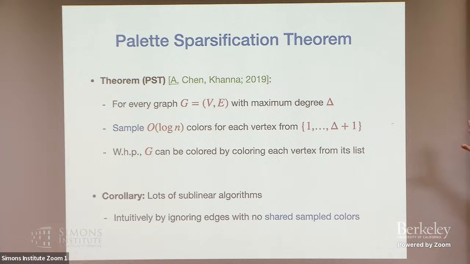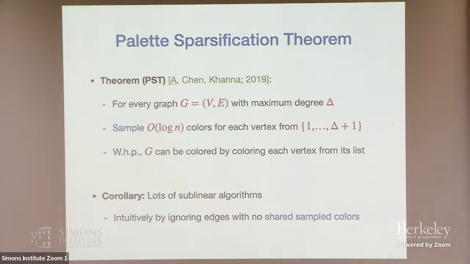The good thing is that this theorem, almost as it is, modulo some serious caveat, gives you tons of sublinear algorithms. The main reason is that after you do the sampling, most of the edges of the graph become redundant. If the two endpoints never sample the same color, why do you care about knowing that edge? So you throw out those edges, you end up with very few edges in your graph, and you solve the problem.